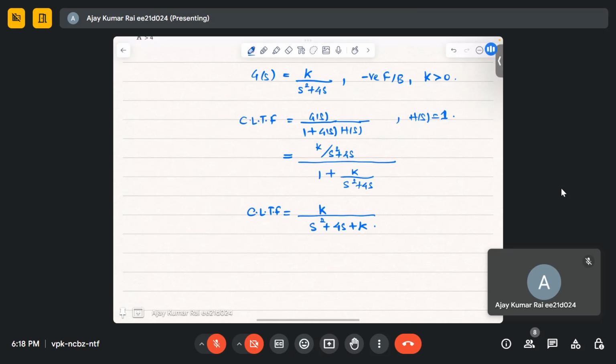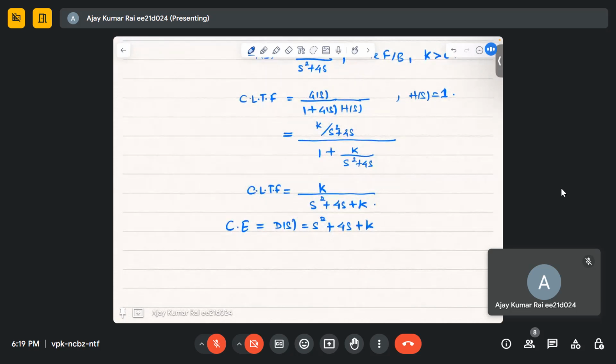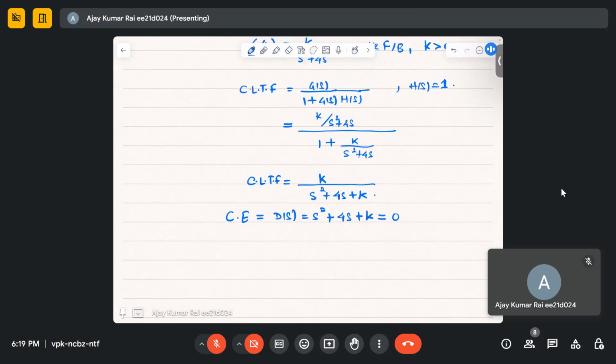Okay, so you just take the characteristic equation. So what is the characteristic equation? Let me write it as the denominator: s square plus 4s plus K. Okay, so this is the characteristic equation, and what we used to do is we find the roots of this. The roots of this are also called the poles of the closed loop transfer function, and those roots or poles should be lying in the left half of S plane. Okay, so that's how you confirm the stability of the closed loop transfer function.